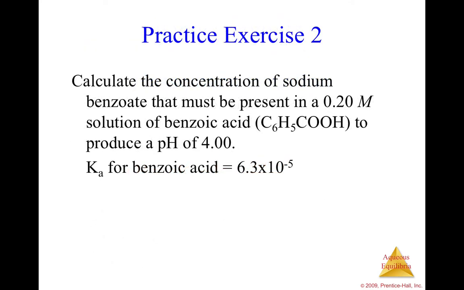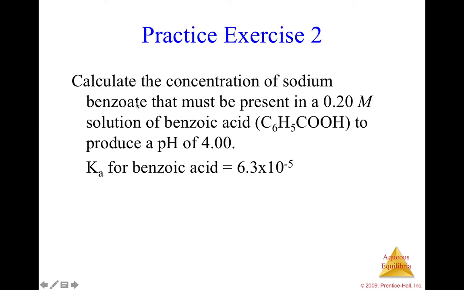Now let's look at practice exercise 2. Calculate the concentration of sodium benzoate that must be present in a 0.20 molar solution of benzoic acid to produce a pH of 4, and you're given the Ka of benzoic acid. Thinking about this problem, I recognize this is a weak acid. I see that it's a carboxylic acid, COOH, benzoic acid. And I'm asking for the concentration of sodium benzoate. So this is a weak acid and its conjugate base.